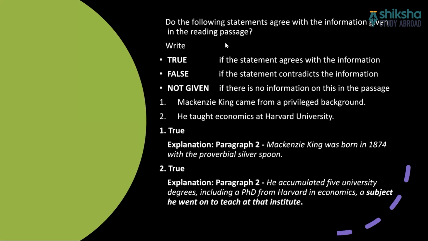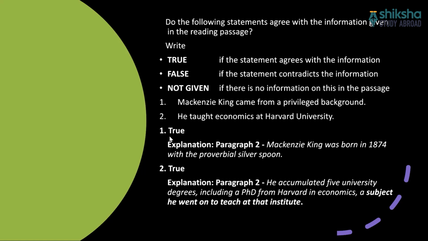So first we'll read the question. So this is how the true, false, not given questions look like. So something like this will be given to you in the exam as well. The instructions say, do the following statements agree with the information given in the reading passage? True, false, or not given? You already know the meaning of these, so I'm not wasting any time on that. Coming to the first question, Mackenzie King came from a privileged background.